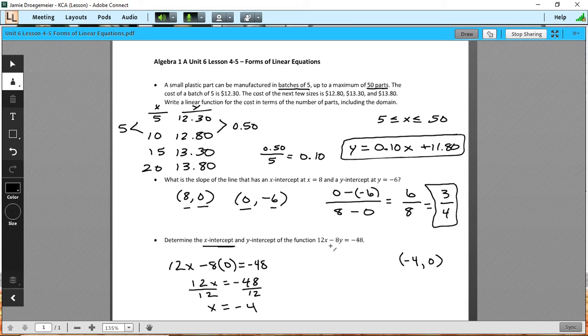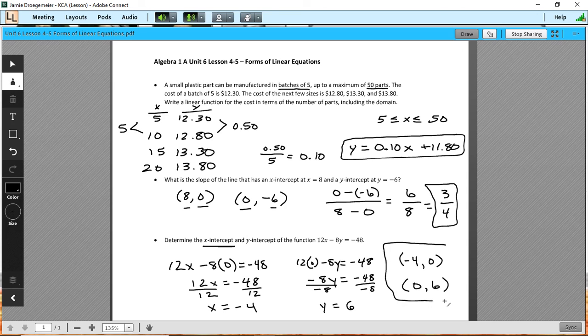My y-intercept always has an x value of 0, so I'm plugging in 0 for x, and I'm solving this for y. 12 times 0 is 0, so this is just negative 8y equals negative 48, and then I would divide each side by negative 8, and I'm left with y equals negative 48 divided by negative 8 is positive 6. So my y-intercept is going to be at 0, 6. So these would be my x and y-intercepts for that particular equation, that function.